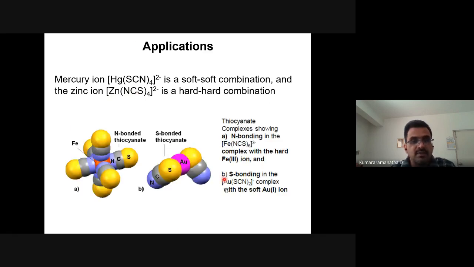Same way here, in iron thiocyanide complexes, you can see that nitrogen is bonding with iron, whereas if you replace it with gold, it binds with sulfur. I think many of you are aware that gold, cadmium, or mercury like sulfur so much. So they interact with sulfur rather than some other metals because of the soft or hard combination. So this is one such application where we started.